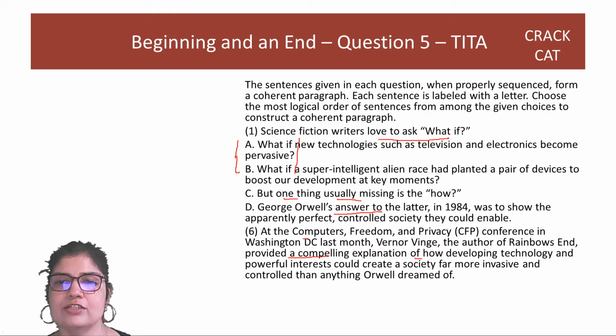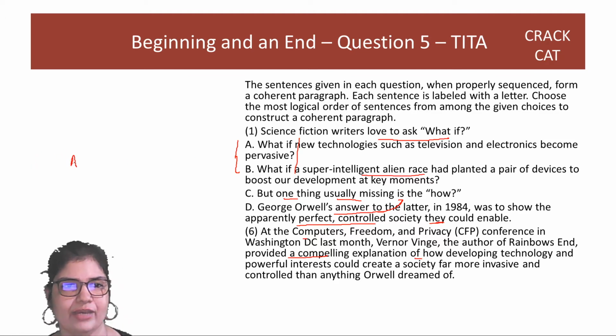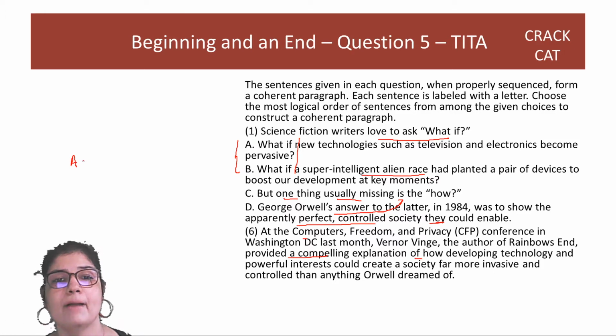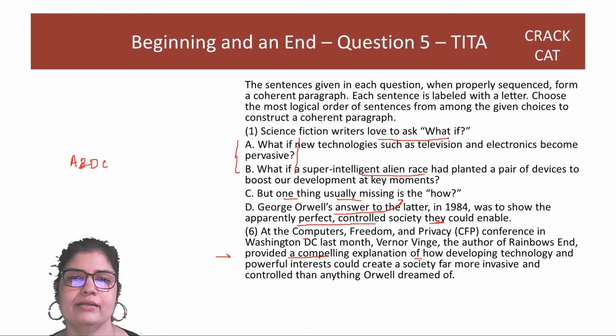George always answered to the latter. Why can't it be an answer to the how? Because it was showing the apparently perfect control society. They, who is they? They is the super intelligent alien race. So the logic would be right. They love to ask what if. So first you have A because Orwell has to follow B. A, B, D. And then you have C. And finally you say conclude with this that the how also these guys have tried to answer. So it is A, B, D and C.